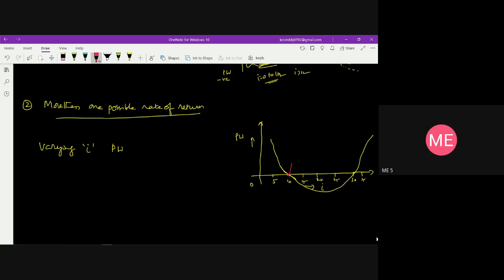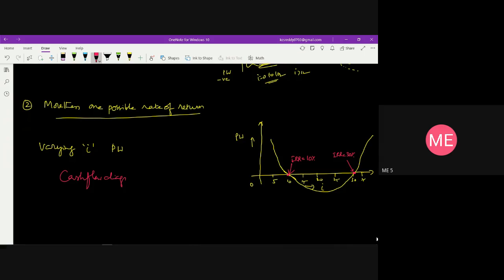See, for this alternative, it crosses zero, I mean the present worth is zero, at I equal to 10%. So at this particular point, IRR is 10%. And at this other point, the IRR is going to be 30%.